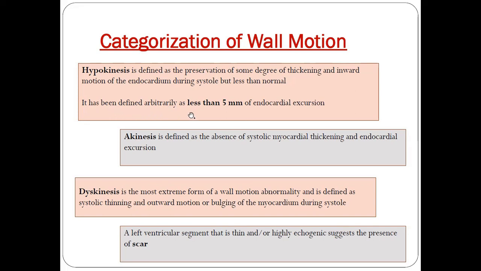It has been arbitrarily defined that if there is less than 5 millimeters of endocardial excursion, that is, the endocardium is moving inside by less than 5 millimeters, then it is called hypokinesia.